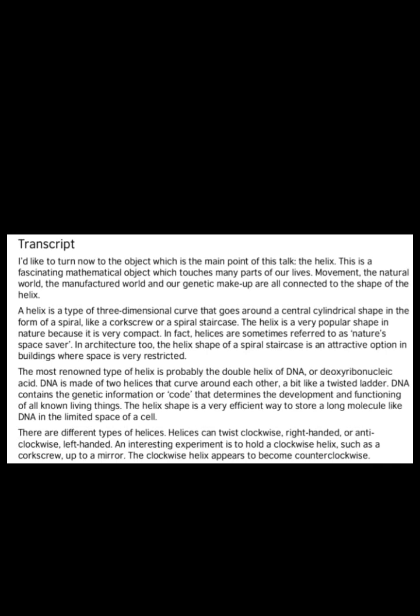There are different types of helices. Helices can twist clockwise, right-handed, or anti-clockwise, left-handed. An interesting experiment is to hold a clockwise helix, such as a corkscrew, up to a mirror. The clockwise helix appears to become counterclockwise. We see examples of helices in many areas of our world. Spiral staircases, cables, screws, and ropes can be right-handed or left-handed helices.